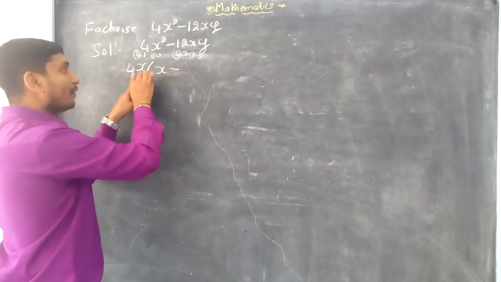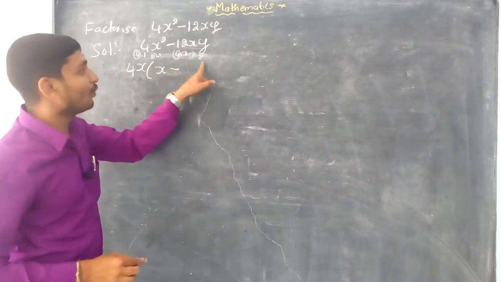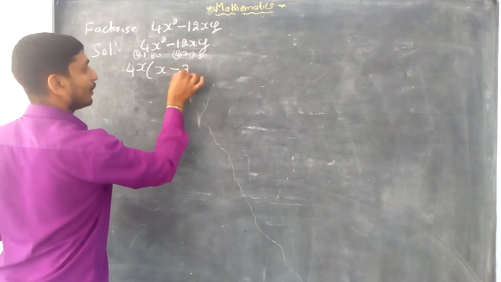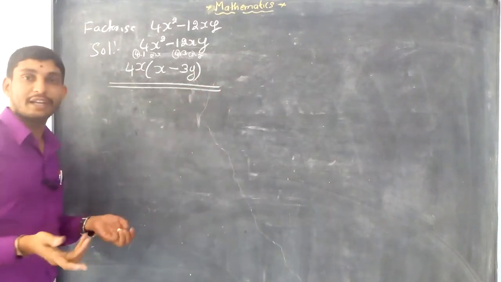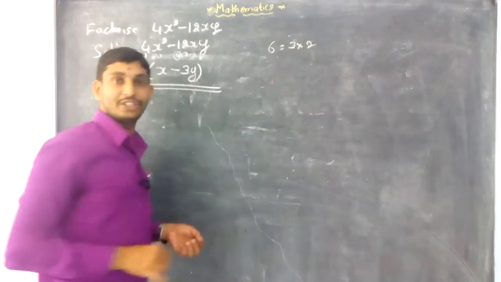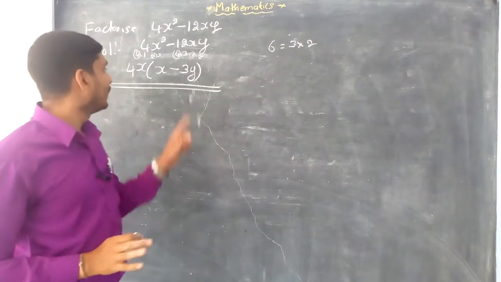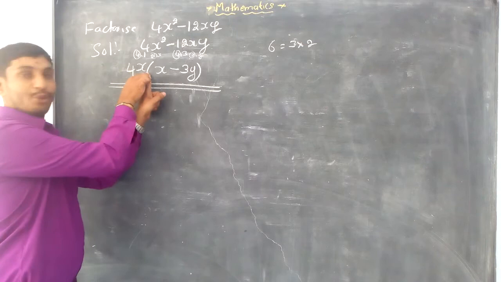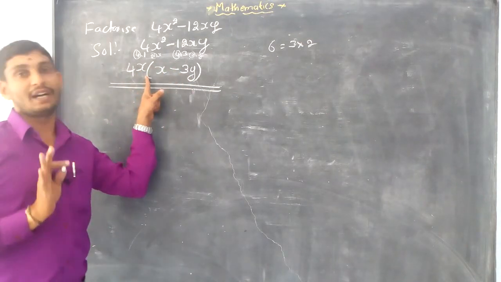Next, you have taken 4 outside, you have taken x outside, then what is remaining? 3 and y is remaining. So 3y you write next here. Yes, it is the complete factorization. I already said, writing 6 is equal to 3 into 2 is called factorization. If into comes in the middle, it means factorization is done. See, 4x into x minus 3y has come, into is in the middle, so factorization is done.